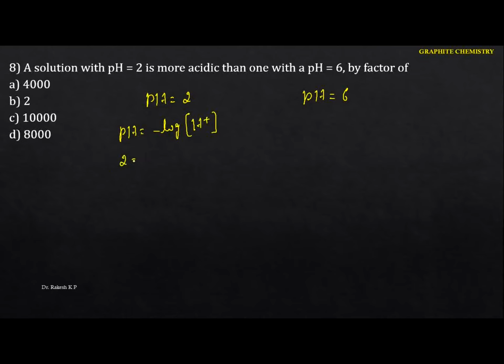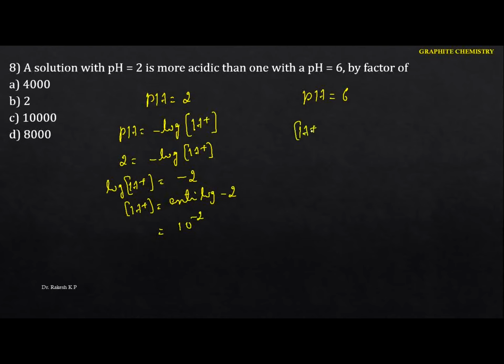The pH is equal to 2. I'm going to write the negative logarithm of the concentration of H plus. Okay, so now I can take it as log concentration of H plus is equal to minus 2, so the concentration of H plus is equal to the anti-log of minus 2. The anti-log of minus 2 is nothing but 10 to the power of minus 2. So similarly in this case the concentration of H plus we are going to get is 10 to the power of minus 6.